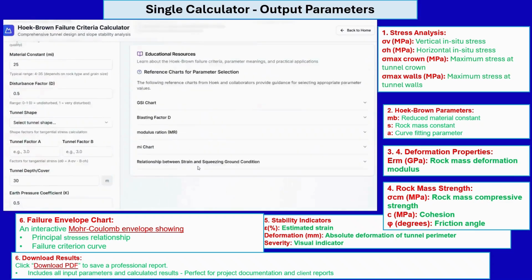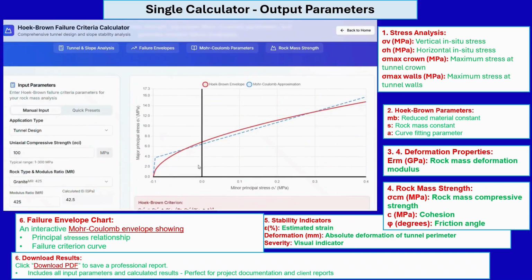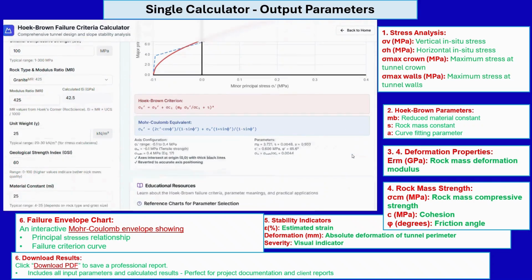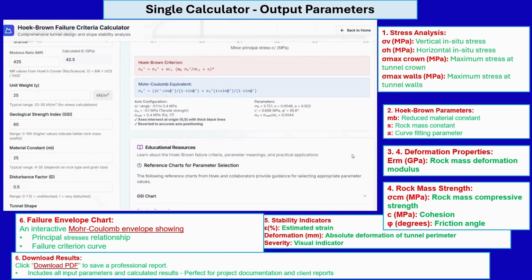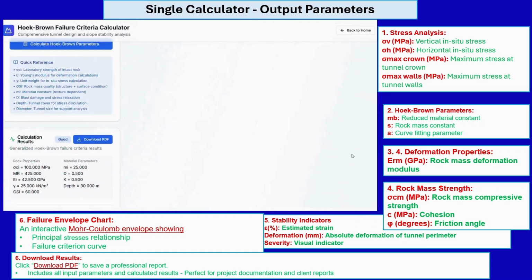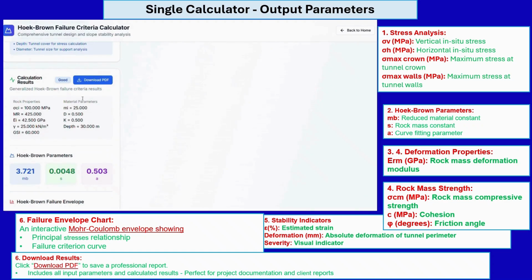As we can see in this video, we can see the failure envelope chart showing the minor and major principal stresses on the curves. And as we go down, we can see Hoek and Brown failure criteria and equivalent Mohr Coulomb equation. As we go further down in the video, we can see the calculated results. We can also find a download PDF option from which we can download input and output parameters of the rock mass.